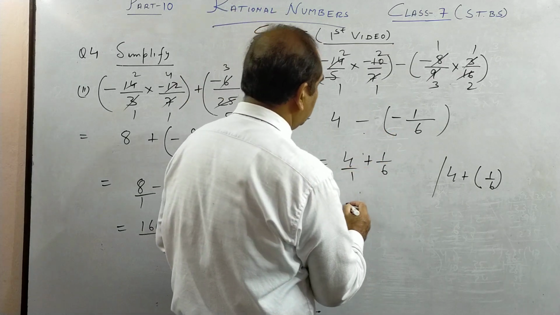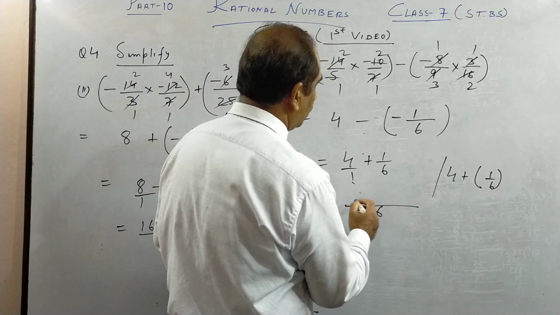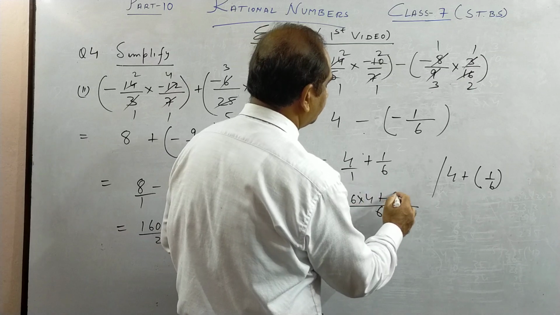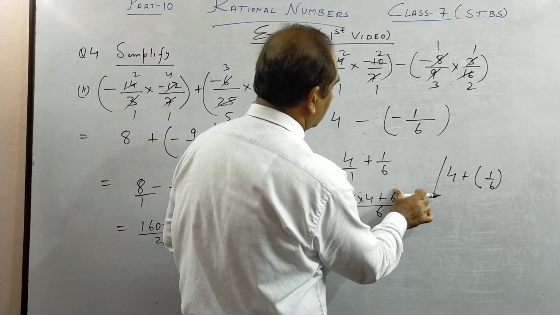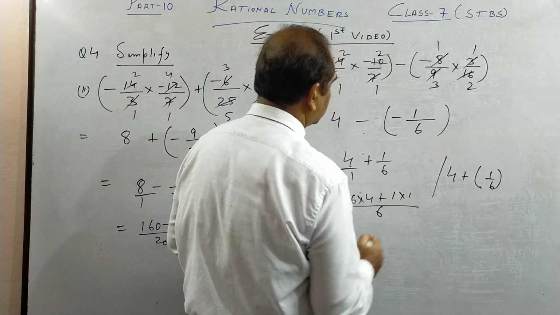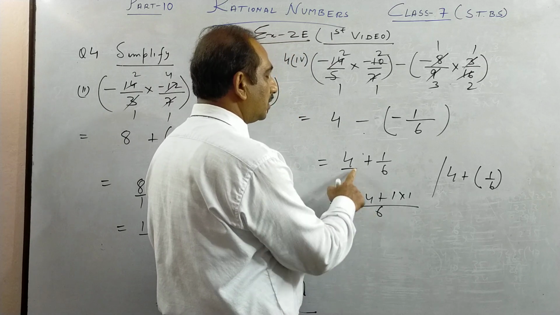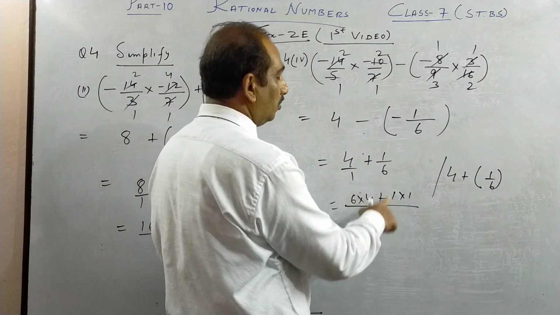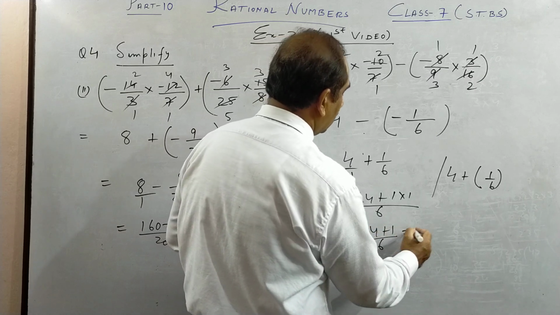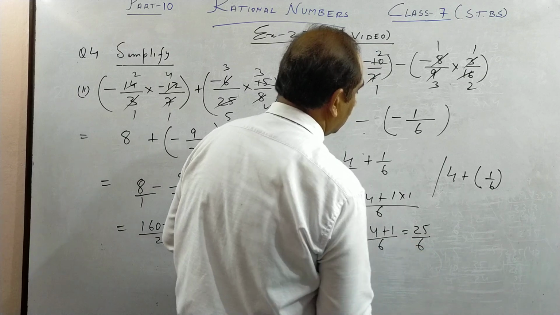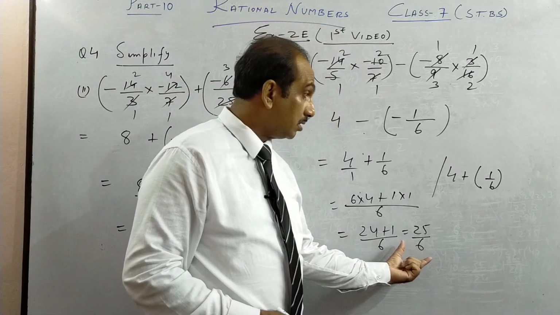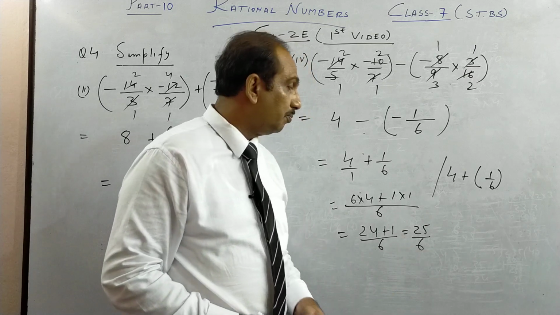Take LCM, children. 6, 1 will go 6 times and 6 will go 1 time. So 1 will go 6 times, so 4 will be multiplied by 6, 6 will go 1 time. So finally we get 24 plus 1 by 6, 25 by 6. So kindly please don't change this improper fraction to mixed fraction.